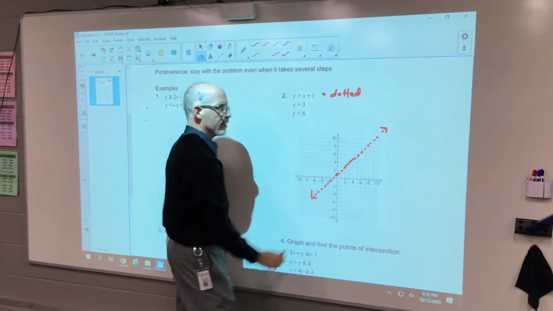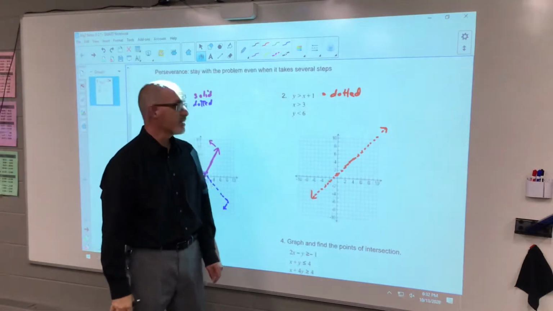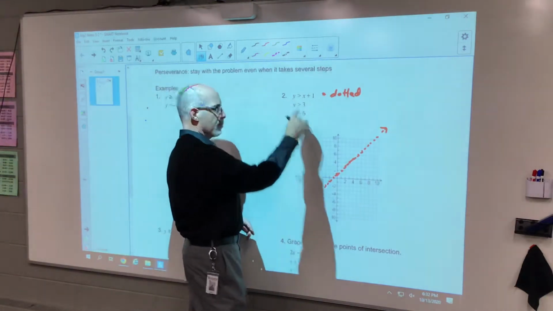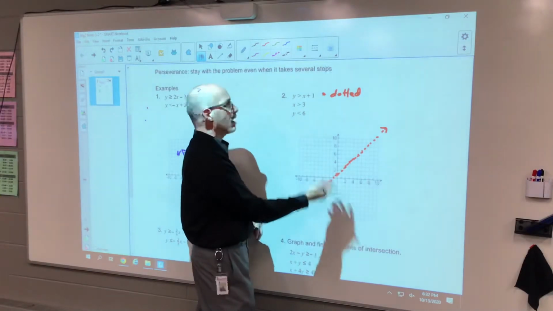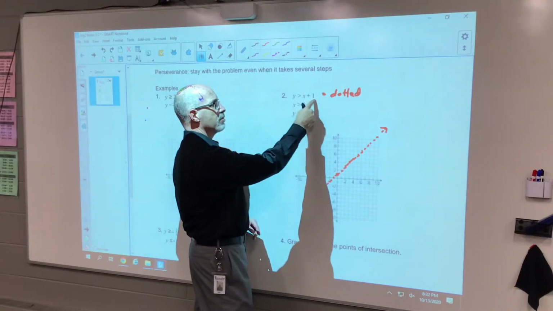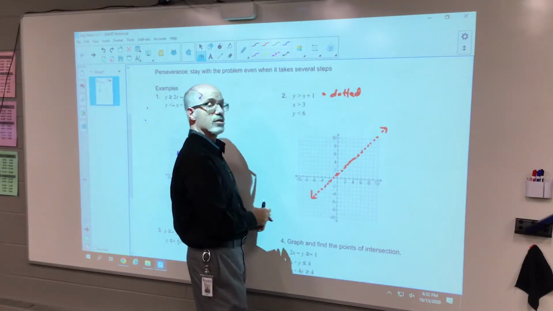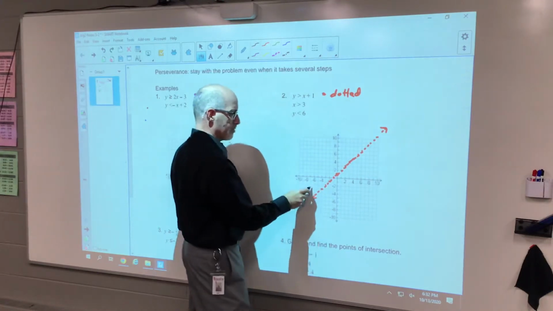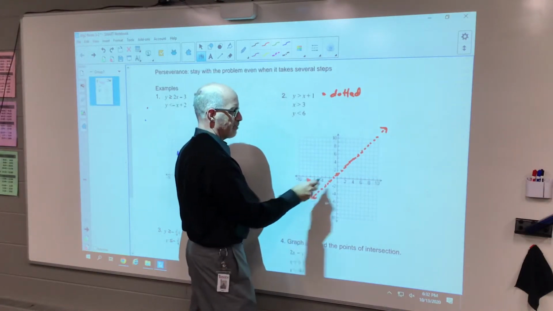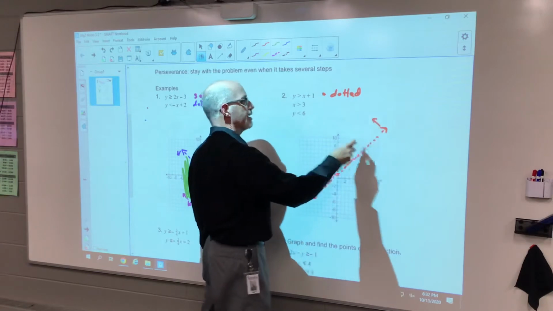Make sure it's clear whether it's dotted or solid on this. Okay, now, this, if I put in 0, 0, which is below the line, is 0 greater than 0 plus 1? And the answer is 0 is not greater than 0 plus 1, so I'm going to shade on the other side and go above this one.